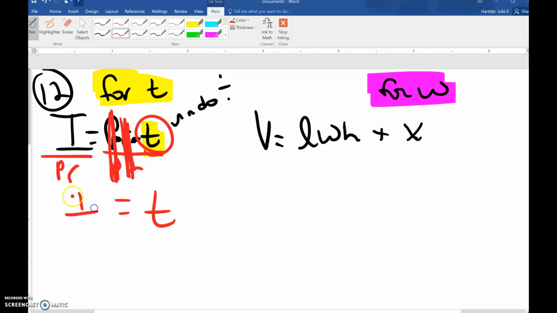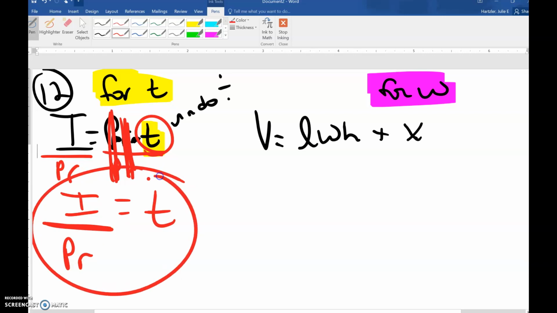And then over here I have I over p r. So this is a formula for simple interest. If you take the interest and you divide it by the principal times the rate, it should give you the time that it would take to accomplish that. All right, let's look at the next one.